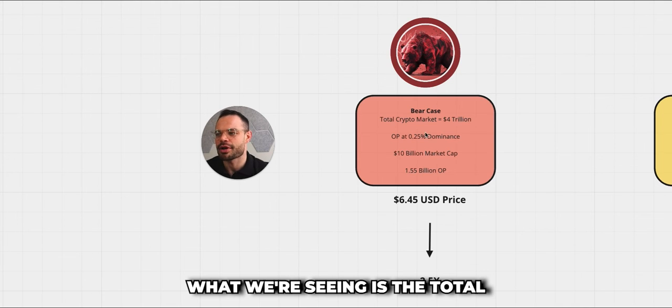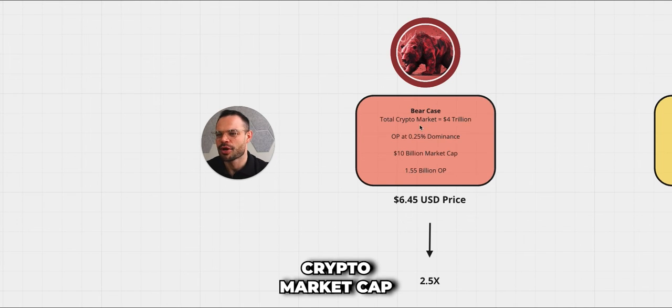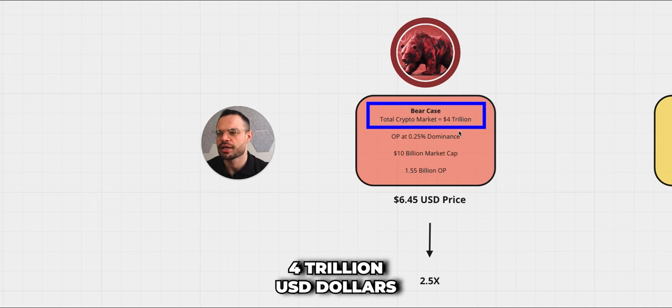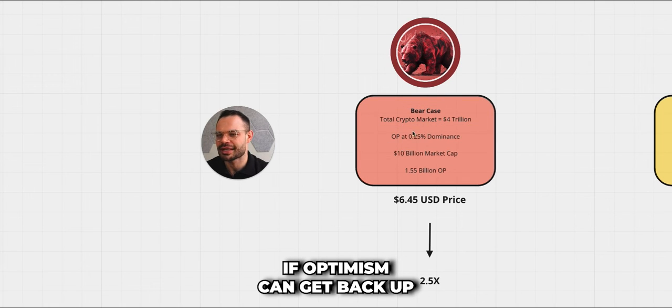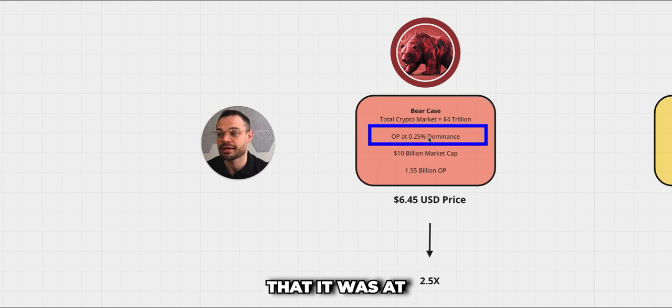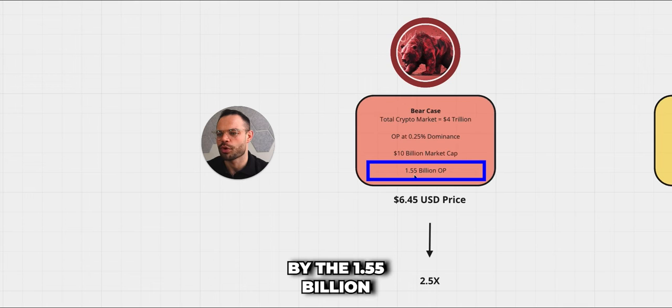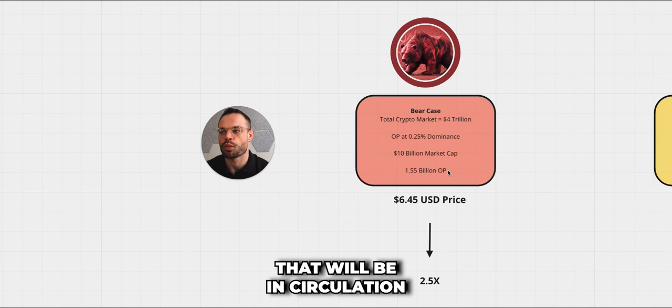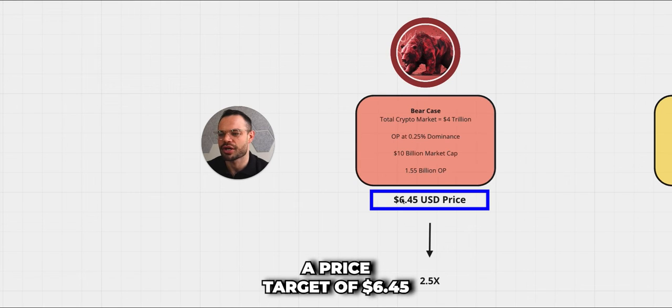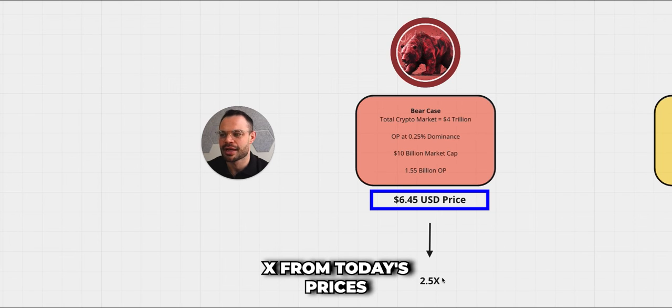So for the bear case scenario, what we're seeing is the total crypto market cap could reach a peak around 4 trillion US dollars if Optimism can get back up to its dominance highs that it was at just a few weeks ago of 0.25%. That would give it a $10 billion overall market cap, and then again dividing it by the 1.55 billion Optimism tokens that will be in circulation by the middle of 2025. That gives us a price target of $6.45, or a 2.5x from today's prices.